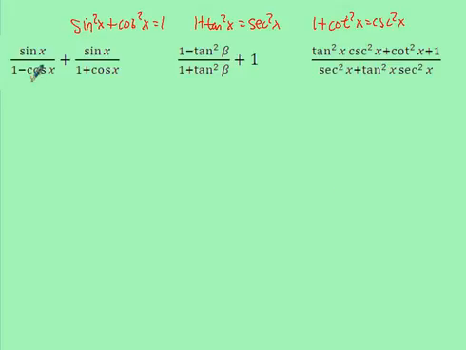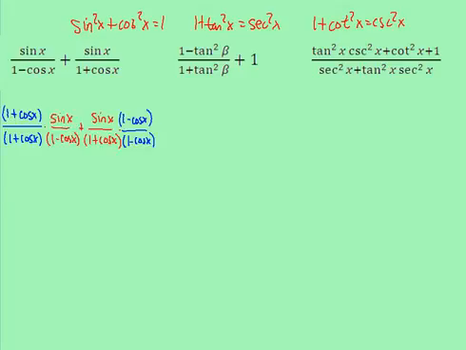In this first example, we don't have common denominators, so I can't add or subtract those. There's really not much else we can do because nothing's being squared, so we can't use the Pythagorean identities. So I'm going to multiply the right side by 1 minus cosine x over 1 minus cosine x, and the left side by 1 plus cosine x over 1 plus cosine x.